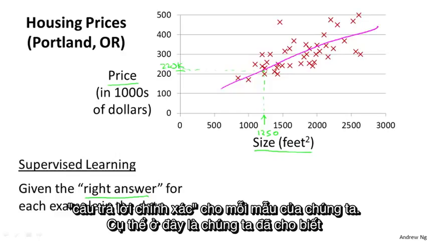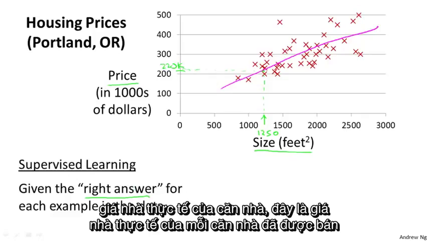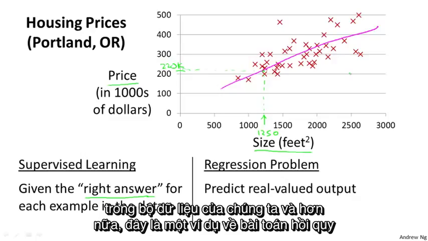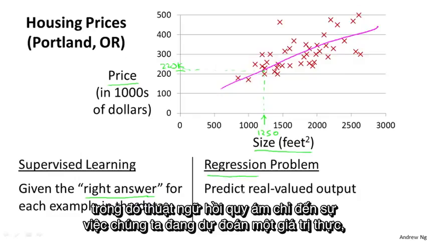Namely, we're told what was the actual house, what was the actual price that each of the houses in our data set was sold for. And moreover, this is an example of a regression problem where the term regression refers to the fact that we're predicting a real value output, namely the price.